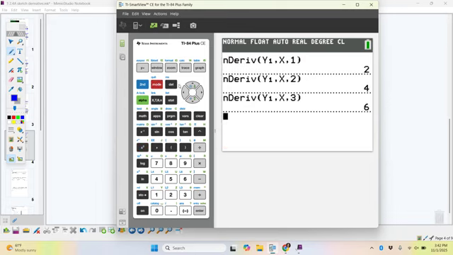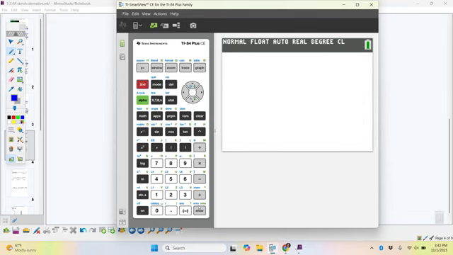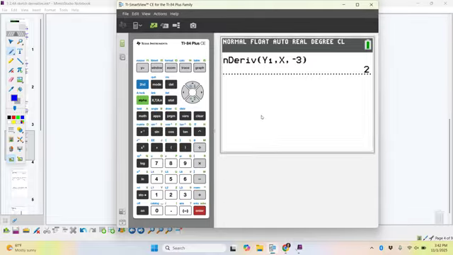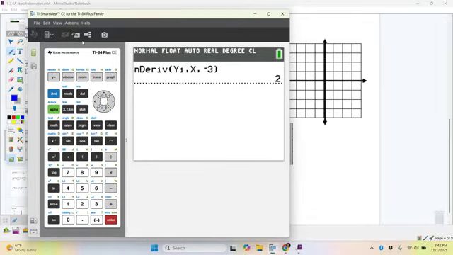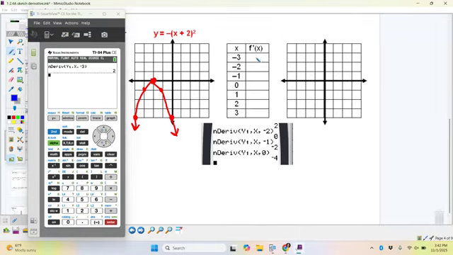Now the best part, because I used y1 here, if I do second enter, and see how it still says y1, this is going to reference my new function that I typed into y1. So I don't have to deal with the math 8 all over again. So that's a derivative of 2. Second enter. That's a derivative of 0.